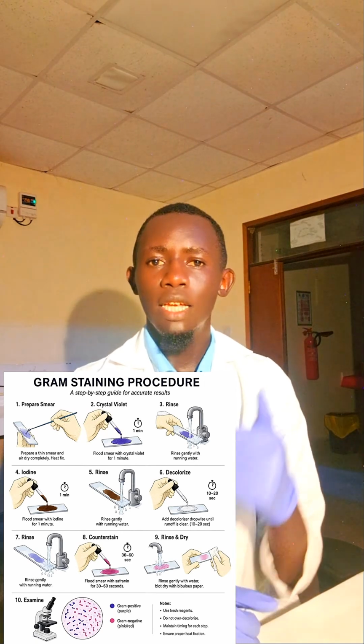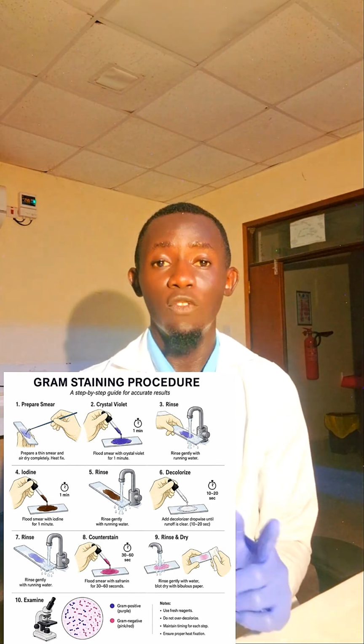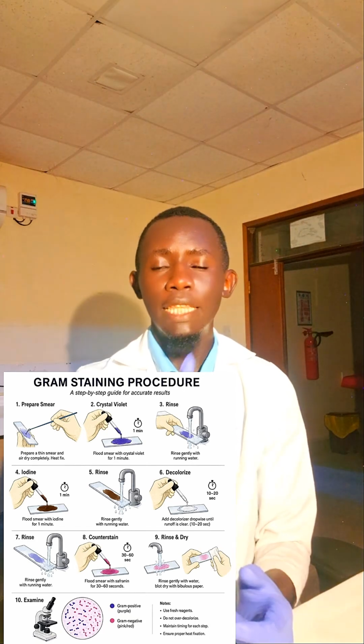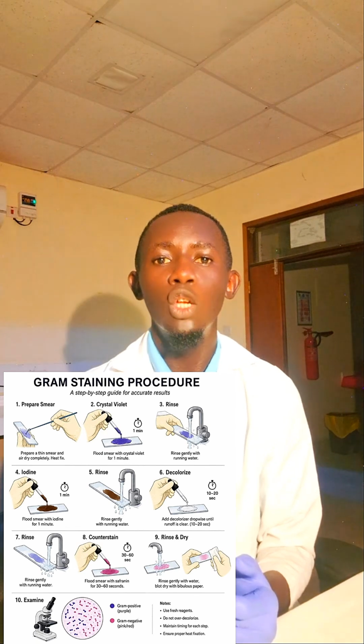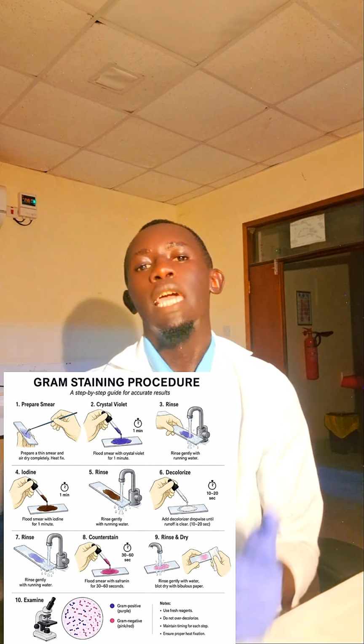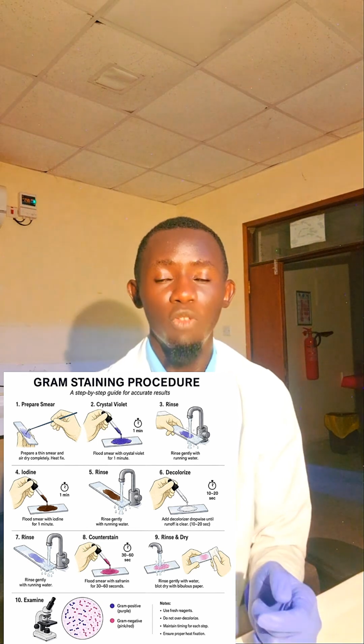You flood the crystal violet on your smear for 1 minute. You let it stand for 1 minute. After that, you wash, then you tap the slide. Then later, you do what? You add Lugol's iodine for also 1 minute. That is a mordant. After that, after 1 minute, you wash the smear. Then you tap to remove the excess water.